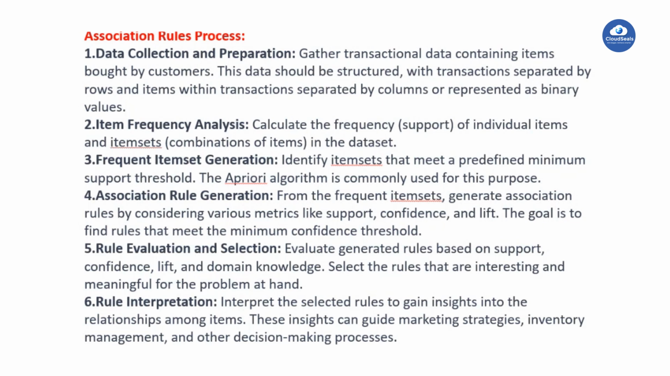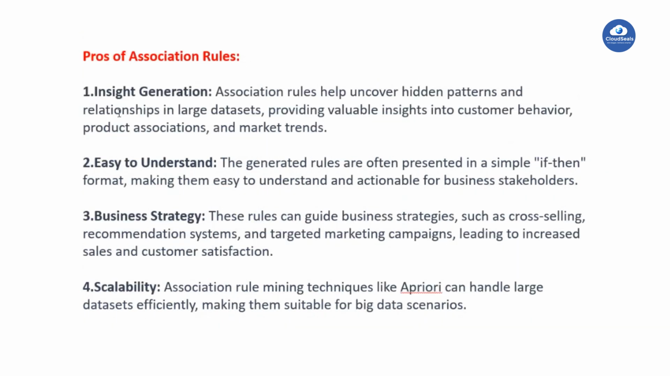Let's go for some advantages and disadvantages. Advantages: association rules help uncover hidden patterns and relationships in large data sets. By seeing transactions alone we won't get them, but these association rules will uncover the hidden patterns. Customer purchase patterns, like customer behavior and what his interest is based on previous customers' interest, behavior, and product associations, and market trends. Market trend means whether it is increasing or decreasing.